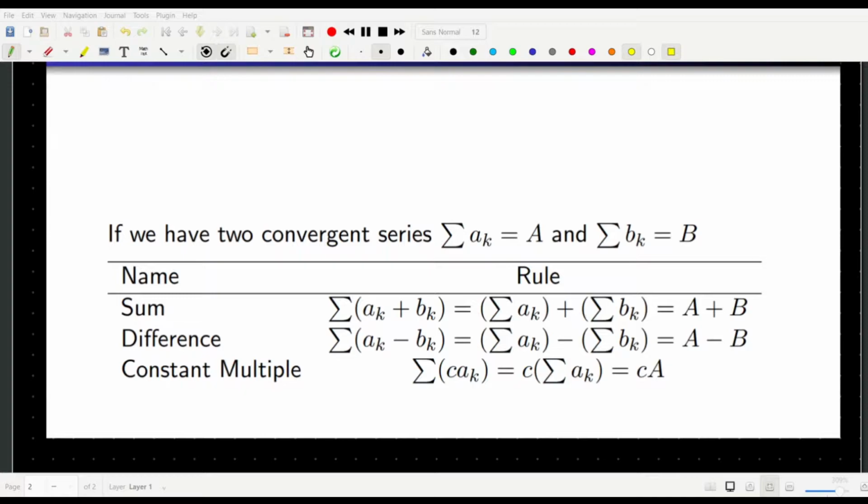And the final main rule that we want to be familiar with and understand here is that the infinite series formed by any real constant times AK is going to be the same thing as the constant times the infinite sum of AKs, which is just C times A. Each one of these rules comes from the corresponding rule for infinite sequence limits, but just applied to the sequence of partial sums for each one of these cases.